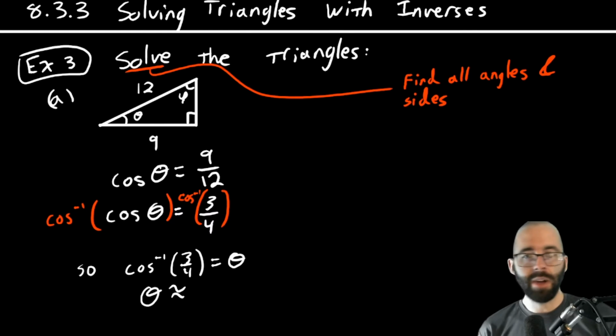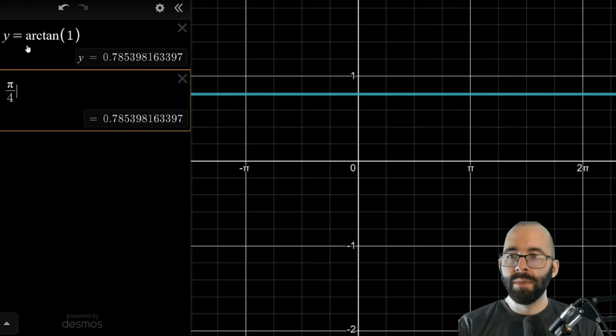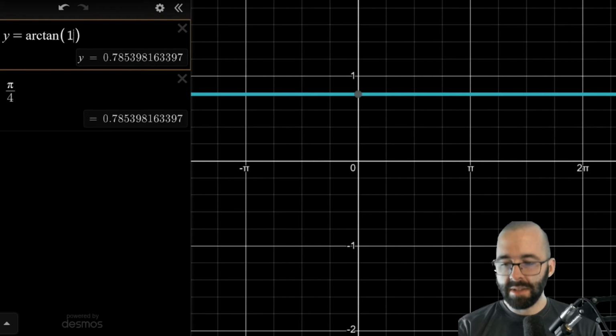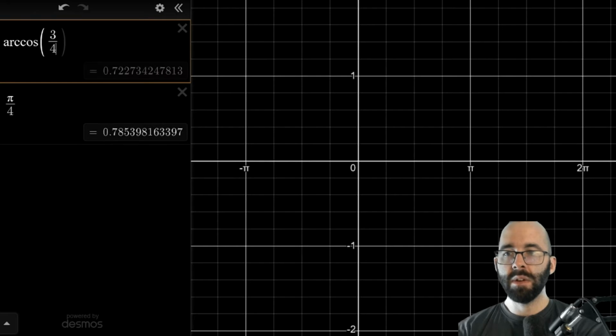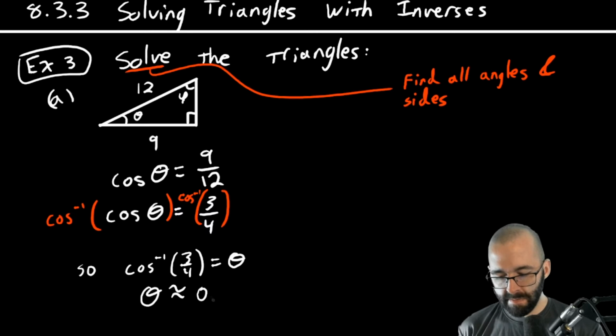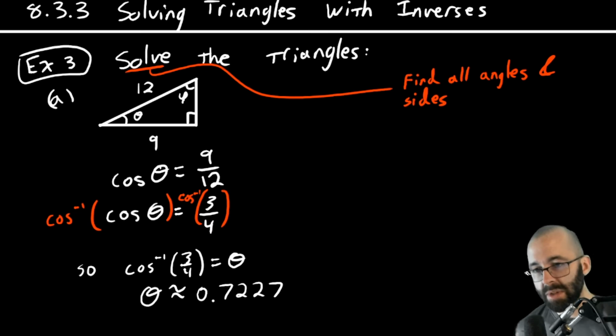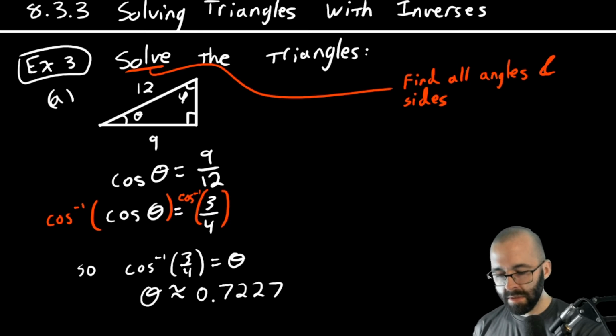This is no special triangle. It's impossible to evaluate this exactly. What we're going to do is find out what is the inverse cosine, the arccosine of 3/4. And it's approximately 0.7227. Use 4 decimal places for these angles when possible. All right, so we do that, and that's theta. Great.